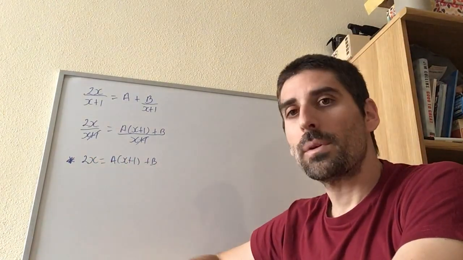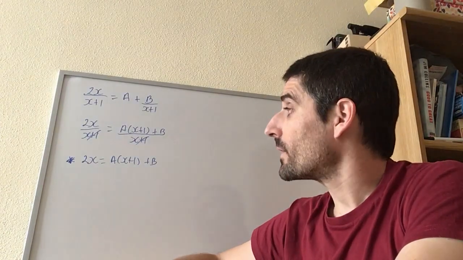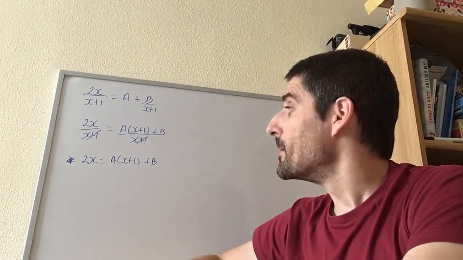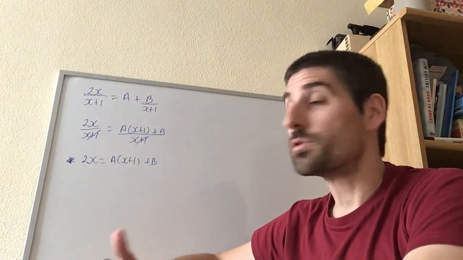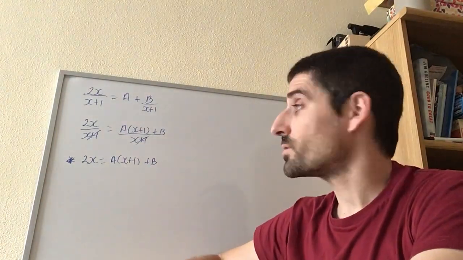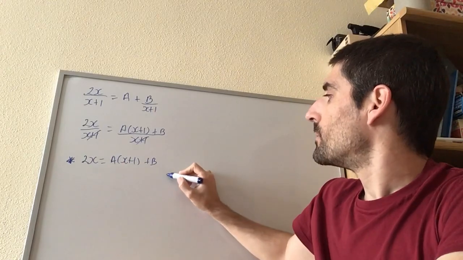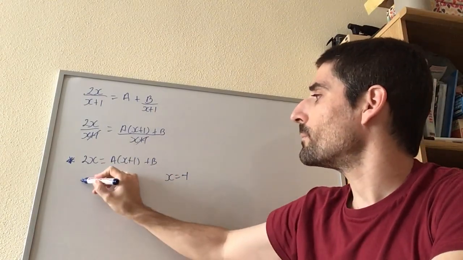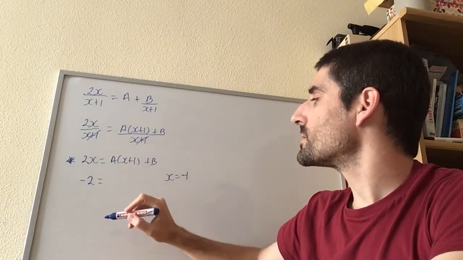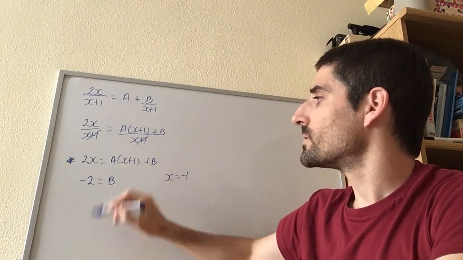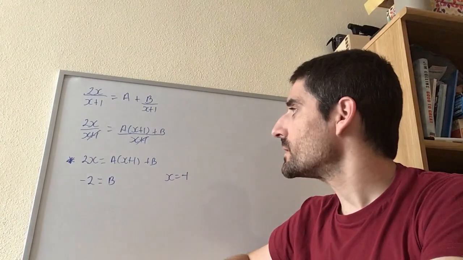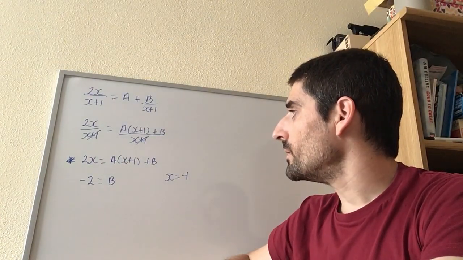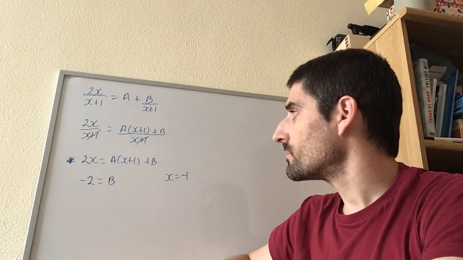Right, and remember, we're just going to substitute values of x in there in order to find the values of a and b. Which value of x are we going to choose to substitute? We're just going to choose -1 because it would make that bracket 0. So when x is -1, if I substitute it in here, I get -2 equals b. So straight away, b is -2. Alright, cool.